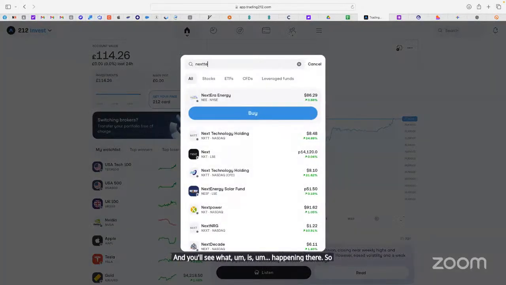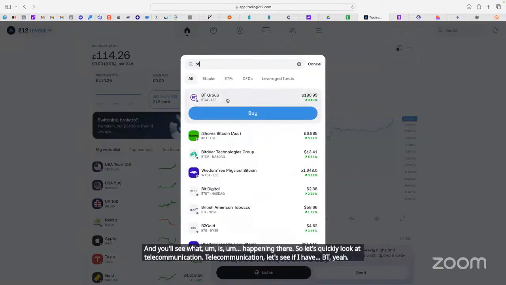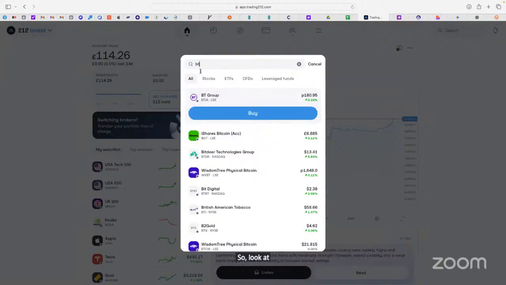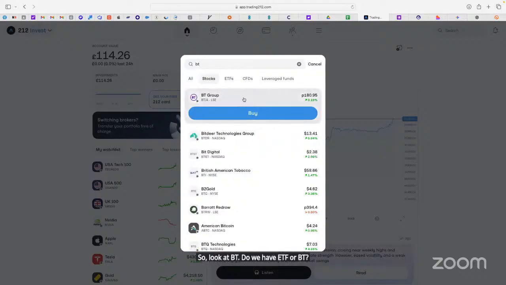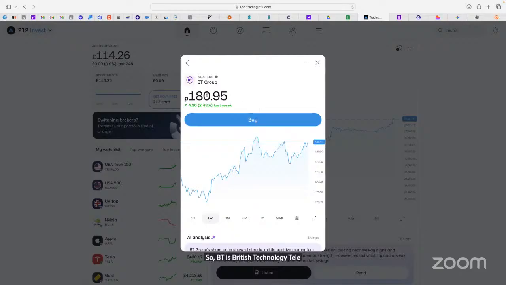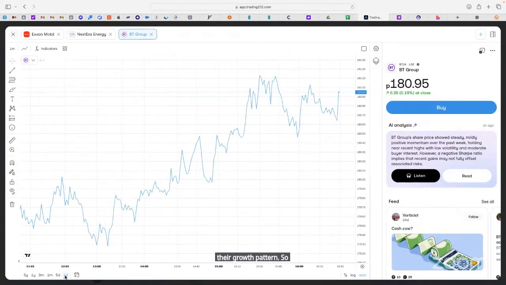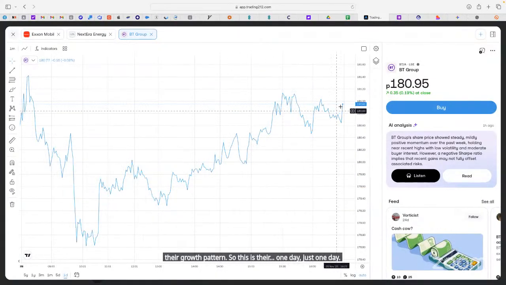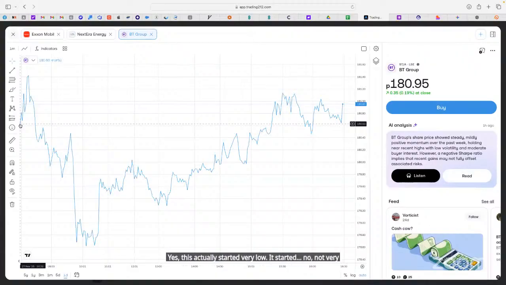So let's quickly look at telecommunication. Let's see if I have BT. Yeah, let's go for BT. So look at BT. Do we have ETF for BT? Oh, no, stop. So BT is British Telecommunication. They are just like Glo and MTN in other countries in Africa as well. So these are their shares, and look at their growth pattern. This is their 1 day, just 1 day. Yes, this actually started very low. It started, no, not very low. It started at medium, 180.